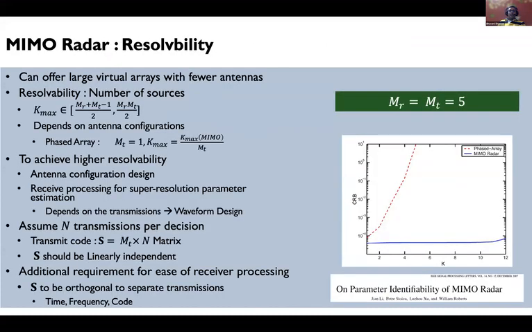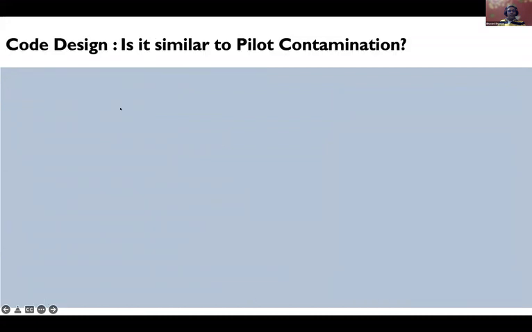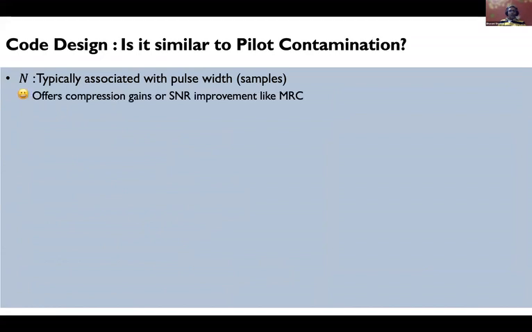And the question becomes, is it related to pilot contamination? There's something that we could explore a bit. So what should this N be? This is the number of transmissions used to probe the channel. Typically, it gives us the compression gains or the SNR improvement, like a maximal ratio combining. It's essentially like a rake receiver, where you're trying to correlate with all the receptions. So larger N means higher improvement in SNR.